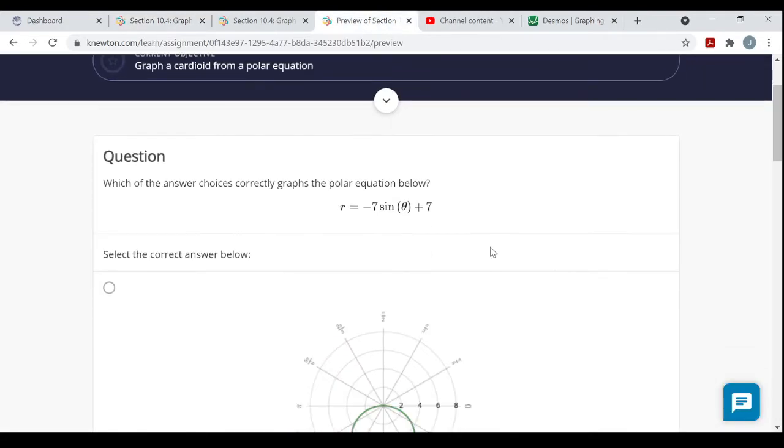So let's take a look at this example here. They're asking us to produce a graph of this polar equation. I'll go to a piece of paper.